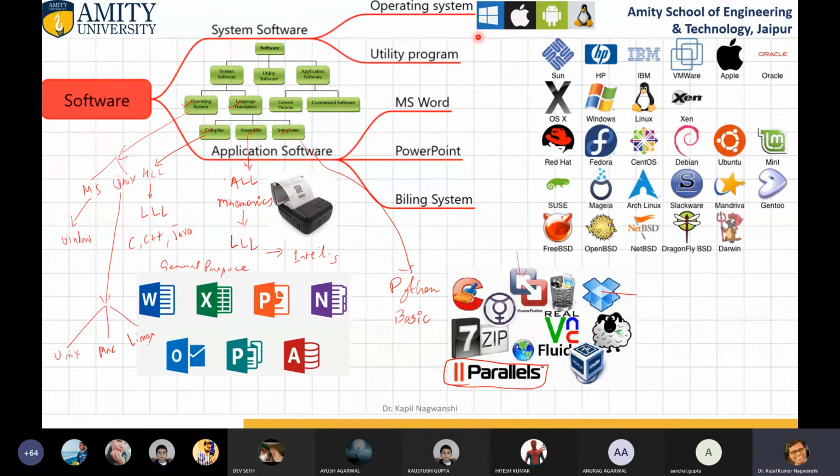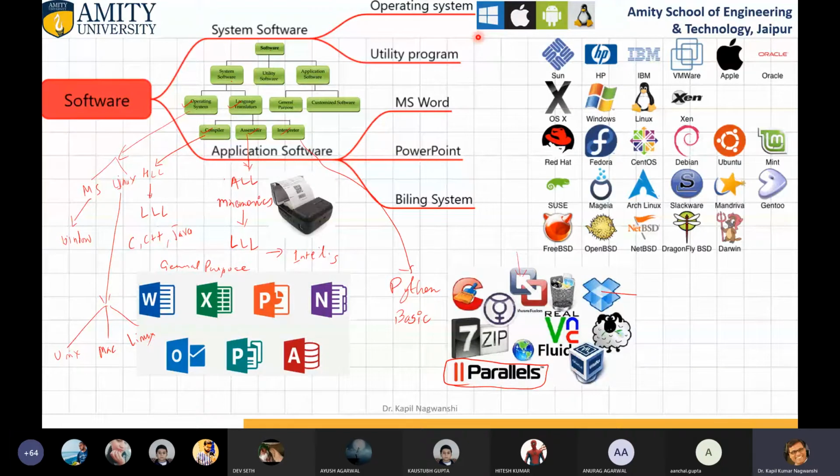So these are the utility software. Another utility software is antivirus. The antivirus program is also very important, and there are so many utility programs which are not directly related to us, but they provide care for our system, and they are known as utility programs.